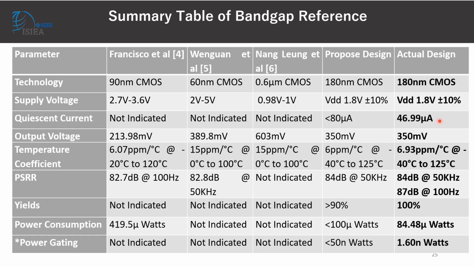The temperature coefficient result was 0.693 parts per million per degree Celsius over the -40 degrees Celsius to 125 degrees Celsius temperature span, and it yielded 100% using Monte Carlo analysis with 100 iterations. The circuit has obtained a higher PSRR, with 87 dB at 100 Hz and 84 dB at 50 kHz respectively, with a total power dissipation of 84.48 microwatts.